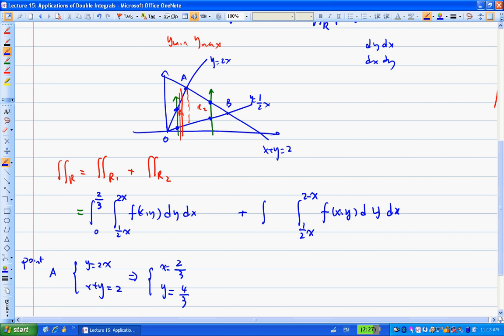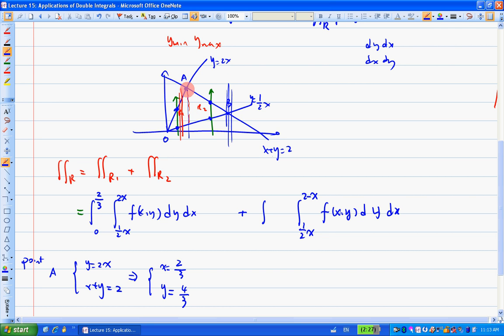Is that clear? Yeah. So take a look at this one here. Okay. Second one here, same thing. You're going to sweep this vertical line across the region R2. So basically from here to here, right? From here to here, okay?